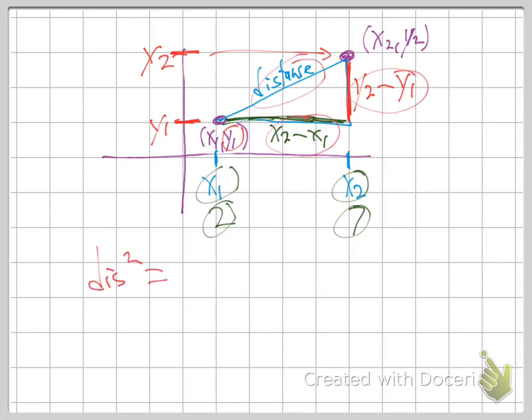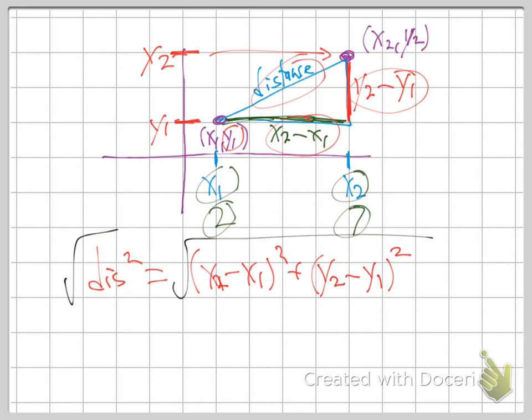So distance squared is x2 minus x1 squared plus y2 minus y1 squared. And then you know what to do? Square root it. That's how they got the distance formula. And the order here, x1 minus x2 squared, that's going to be the same thing.